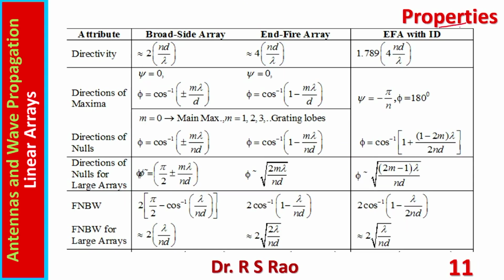Here are given properties of different modes of linear arrays: broadside array, end fire array, end fire with increased directivity, directions of maxima, directions of nulls, directions of nulls for large arrays, first null beamwidth for large arrays. So all these quantities for broadside array, end fire, and end fire with increased directivity, for all these modes, they are listed here. Finding them is not that much difficulty.